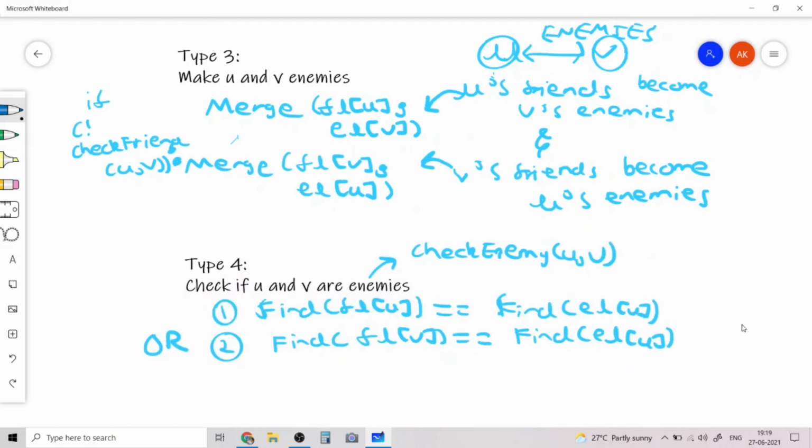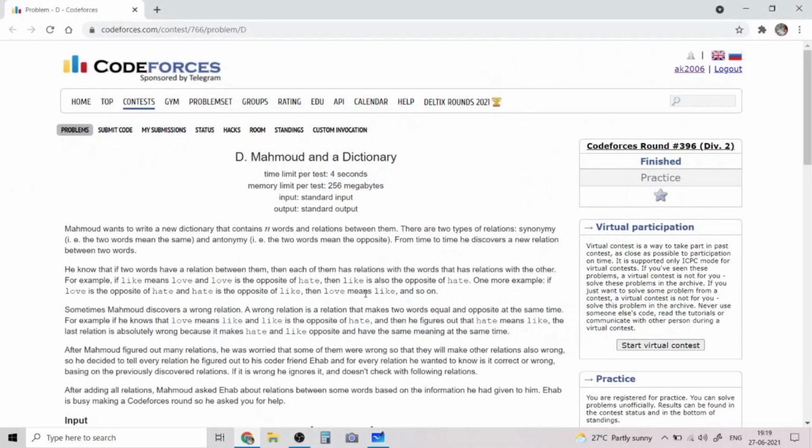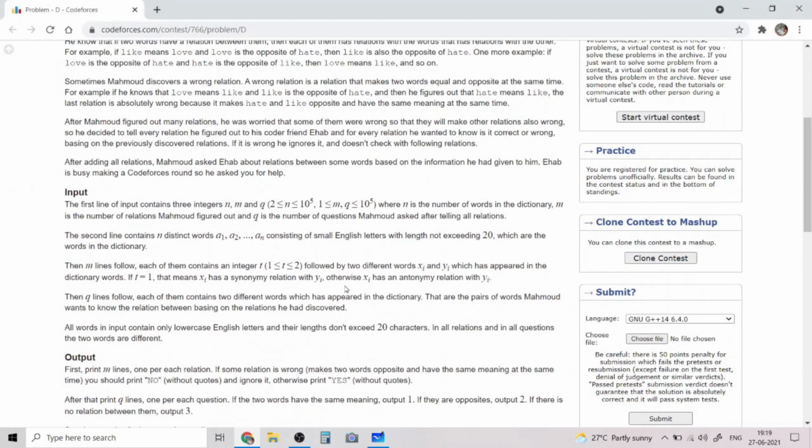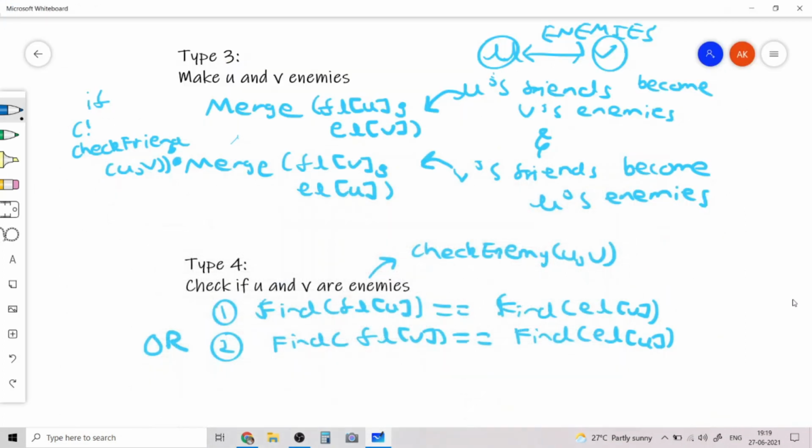So that's how we build the data structure required to solve the Codeforces problem. In the next video, I will show you how this data structure solves exactly the same problem in Codeforces. So do join me in the next video.